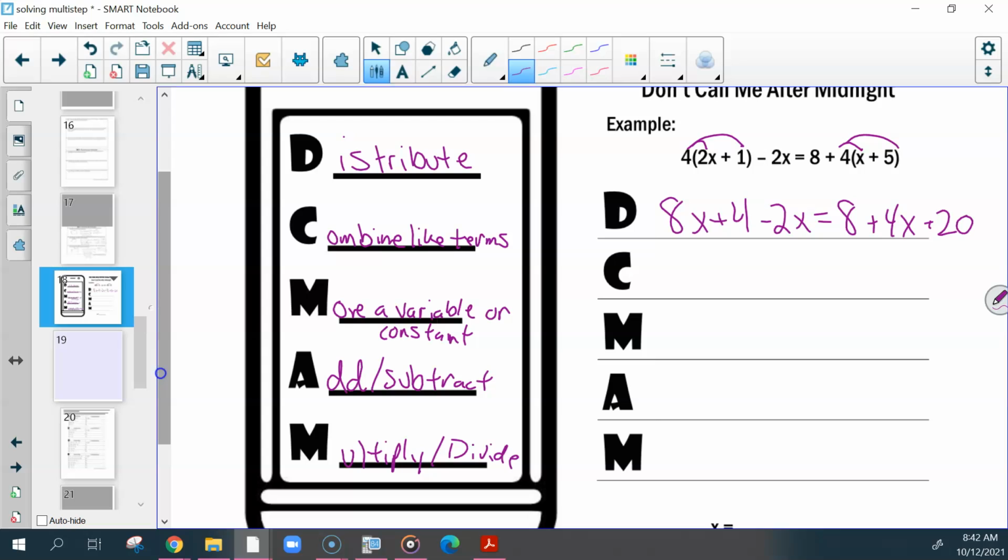And then for the Call, combine like terms, we're going to do that on the same side. So on this side we have 8x and negative 2x. On this side we have 8 and 20. So we're going to combine those on the same side first. Remember, when you're combining like terms, you're doing whatever it says. So 8x minus 2x and 8 plus 20.